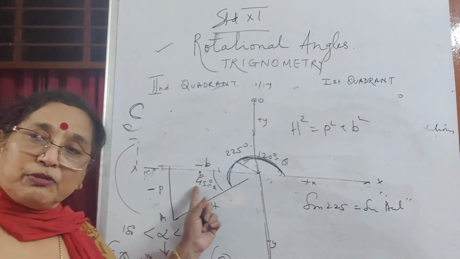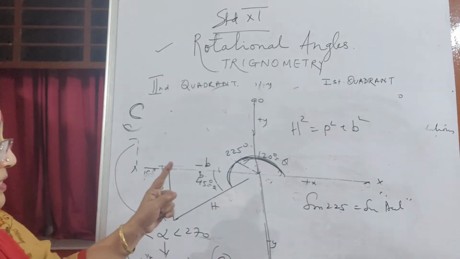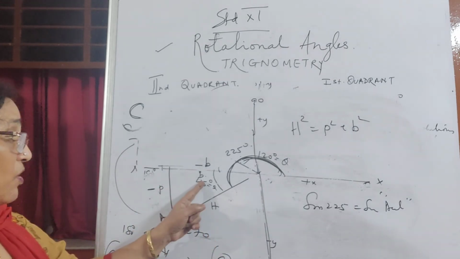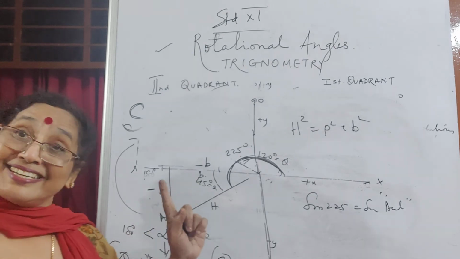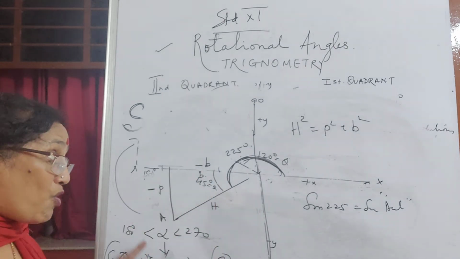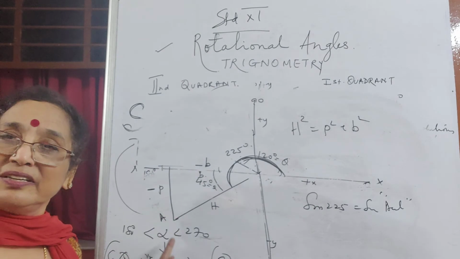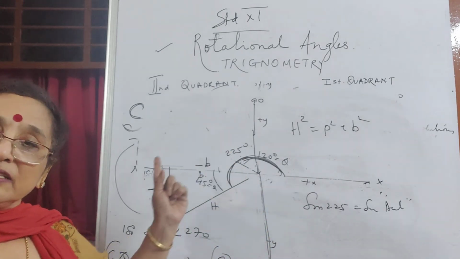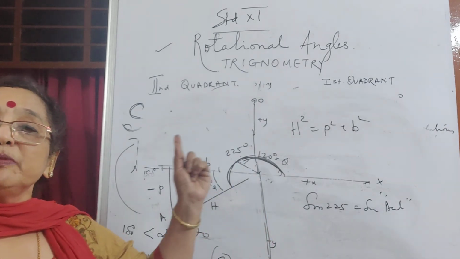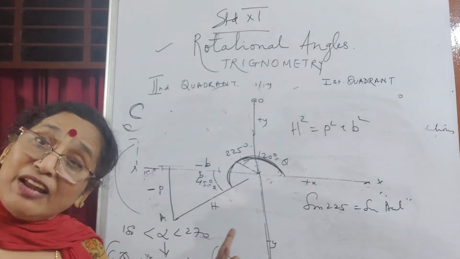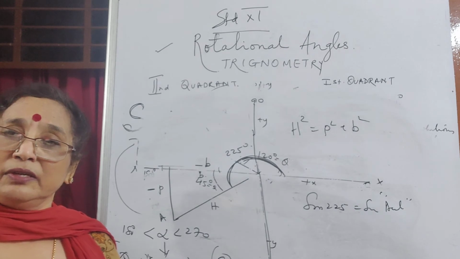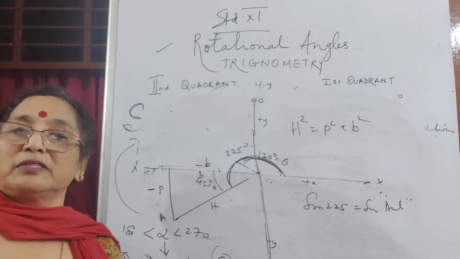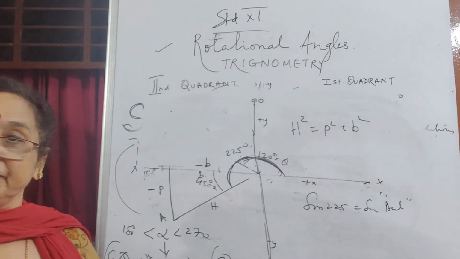I am giving the example with 225, but it holds for any theta. Then sine will be minus P by H, negative. And cos of this angle will be minus B by H, negative. That is why this is the home of tan and cot. So tan of angles greater than 180 and less than 270 will always be positive. Tan of an acute angle that is a little bit in excess of 180 will be positive. The rest will be negative.